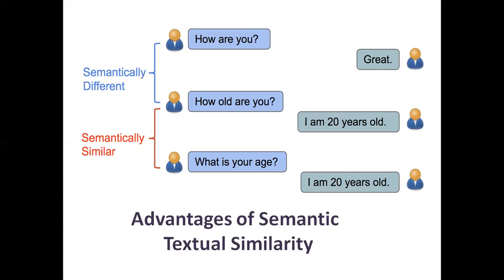Depends on us. Well, to compare the second and third questions, that is, what is your age and how old are you? Though the questions are different, the way of asking is different, the answer given by the person is the same, that is, specifying his age. So we can say that the first 2 questions are semantically different and the second and third questions are semantically similar.